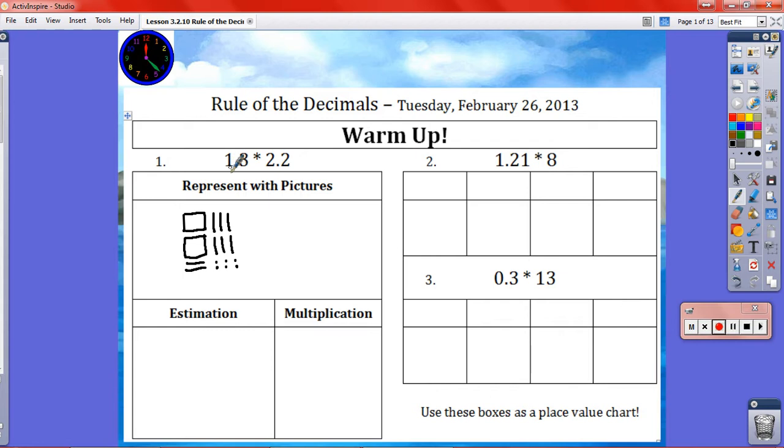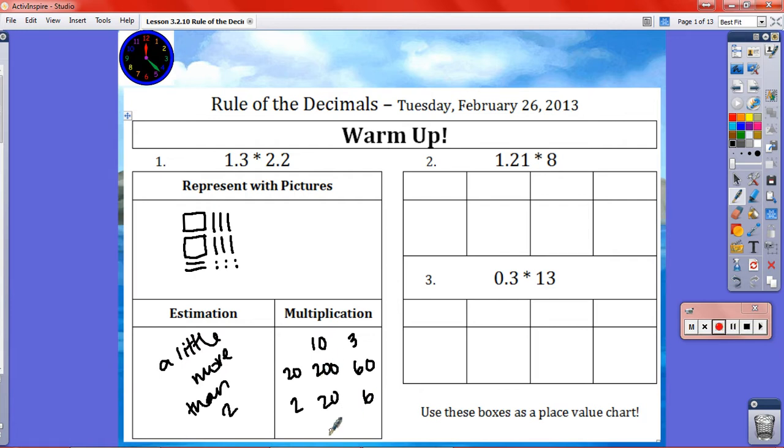When we estimate, this is about 1 times 2, a little bit more than 1 times 2. So a little more than 2. When we multiply the digits, that's 13 times 22. I like using grid methods, works better for me. So 10 and 3 times 20 and 2 is 260 and 20 and 6. So that'd be 286.